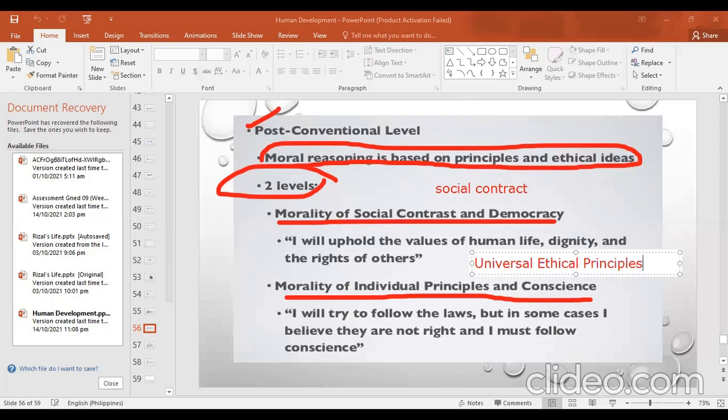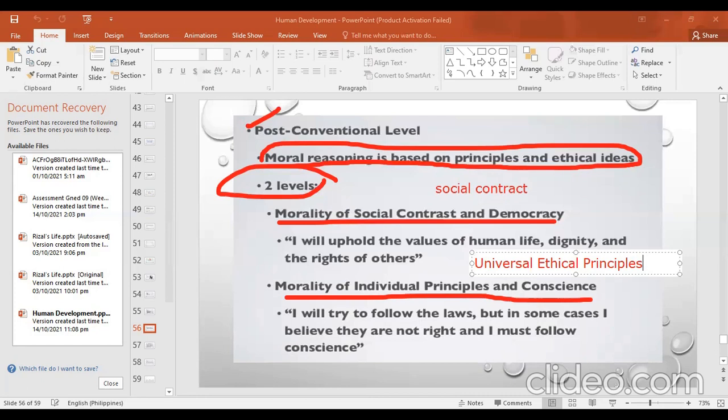I will try to follow the laws, but in some cases, I believe they are not right and I must follow conscience. So for this one, this is where you develop your own guidelines on what is right and wrong. Kasi as you can see, hindi naman lahat ng rules and regulations na pinapatupad ng ibang tao para sa society natin ay tama. Meron pa rin tayong sariling principles. May sarili pa rin tayong opinions natin kung ano yung tama sa mali.